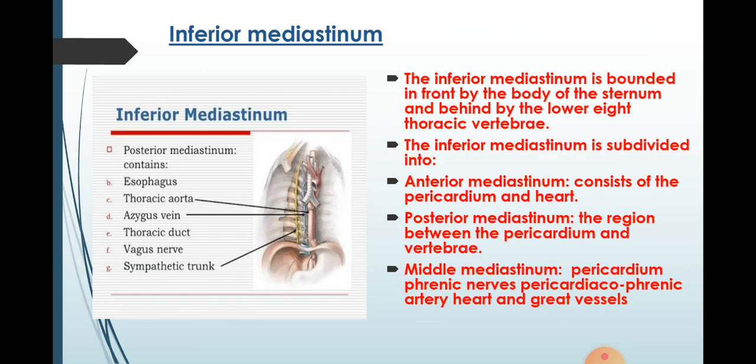Inferior mediastinum. The inferior mediastinum is bounded in front by the body of the sternum and behind by the lower 8 thoracic vertebrae. The inferior mediastinum is subdivided into anterior mediastinum, posterior mediastinum, and middle mediastinum. The anterior mediastinum consists of the pericardium and heart. Posterior mediastinum, the region between the pericardium and vertebra. Middle mediastinum contains the pericardium, pericardiophrenic artery, heart, and the great vessels.